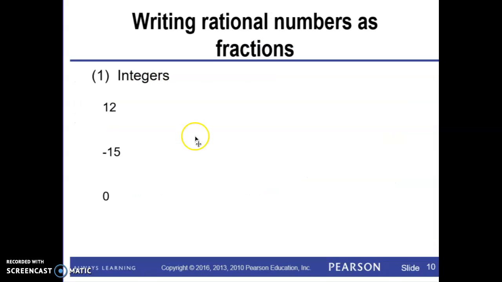Let's look at writing integers as fractions. So to write an integer as a fraction, you basically take whatever the integer is and put it over 1. Let's try that again. Whatever the integer is and put it over 1. That looks better. So it doesn't matter if your integer is positive or negative or 0. You do them all the same way.